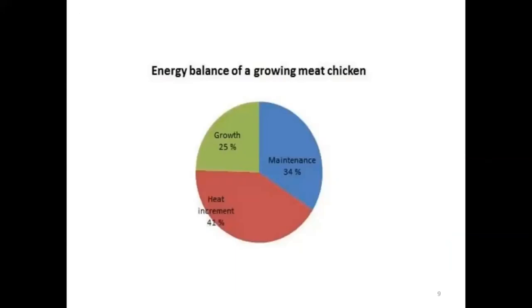Similarly, in the case of broiler also, if we see the loss in maintenance and the loss in heat increment, they are more than the amount of energy used in growth. Therefore, it is one of the most wasted nutrients. Very little part of the energy is used in production.